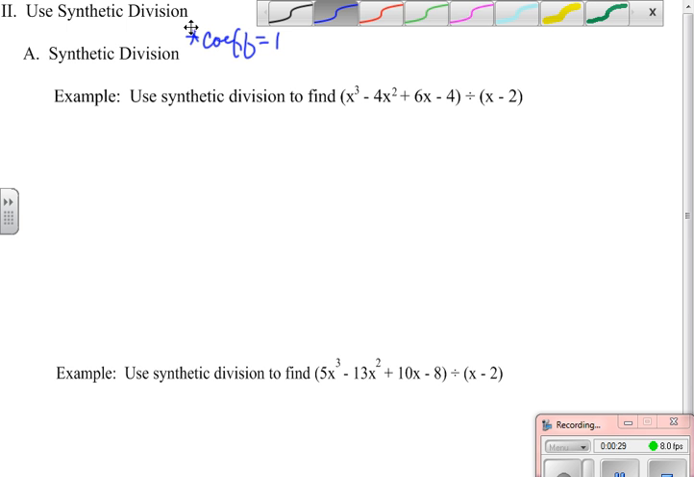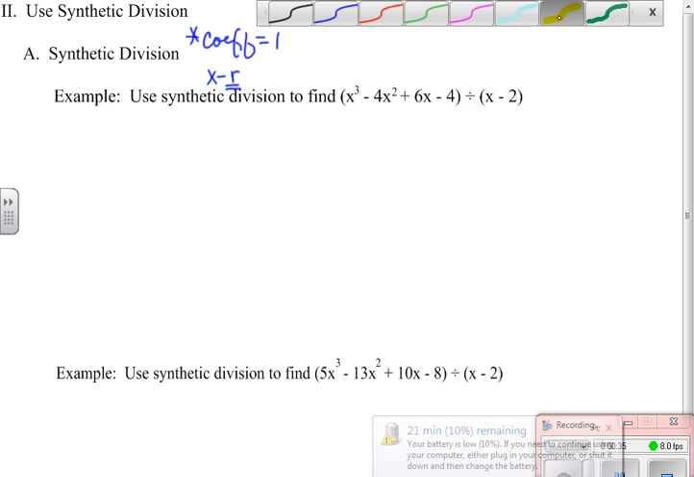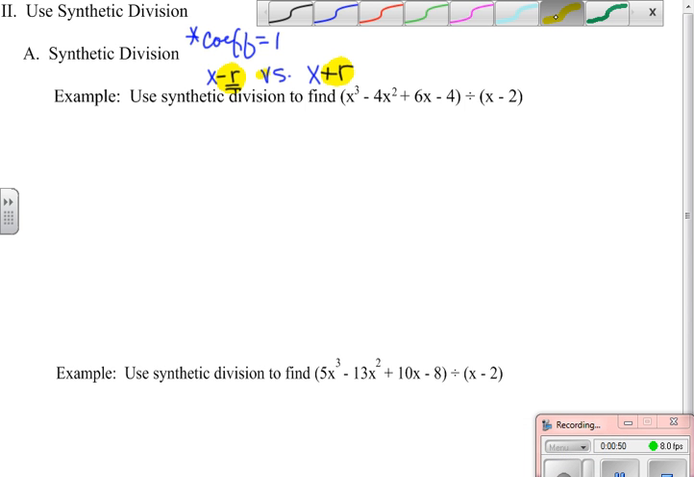In the formula, it talks about x minus r, with this r number being the one that we're interested in. So if you notice that this is a minus, that's going to play into what our number looks like versus x plus r, okay, in our divisor. And I'll talk about that in a minute.